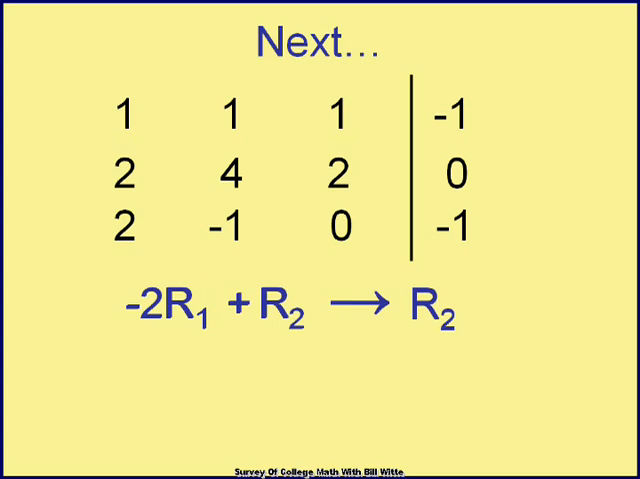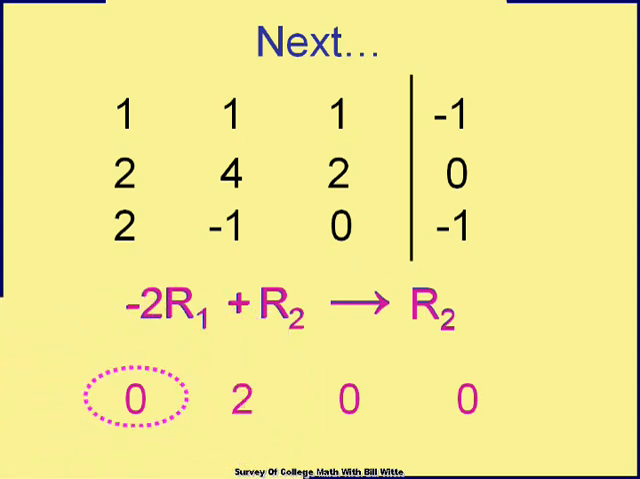Let's take row 1, multiply it by negative 2, the opposite of the 2 right below it, and add it to row 2, and that's what we'll change row 2 into. You get the idea? Multiply row 1 by a negative 2, add it to row 2. Of course, at least in that first position, we'll get a 0. And we'll replace row 2 with that. And look what we get. We get a 1 times negative 2 plus 2, and that gave us the 0. We get a 1 times negative 2 and add it to 4, we get a 2. We get a 1 times negative 2, get a negative 2, and we get another 0. We replace row 2 with that.